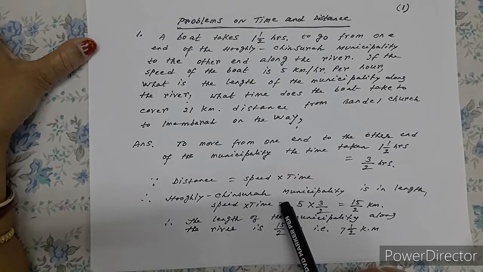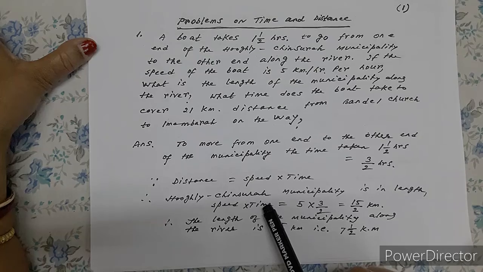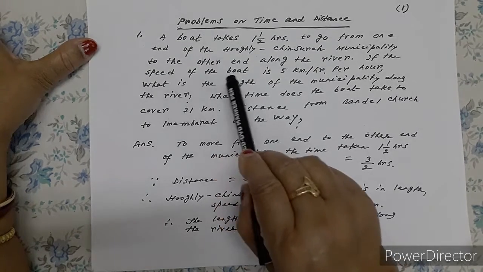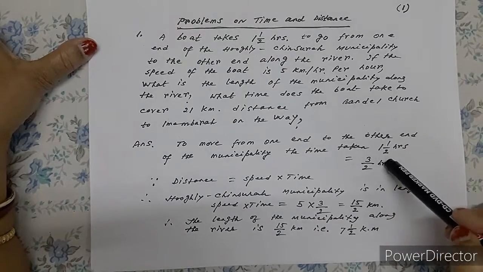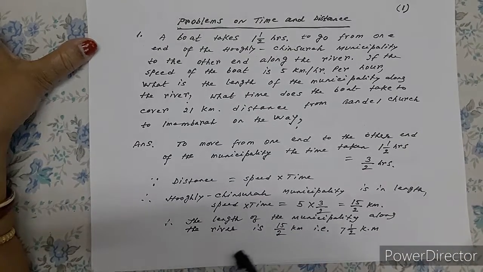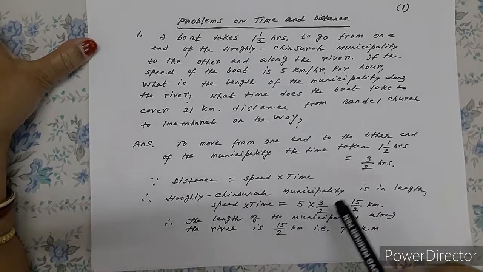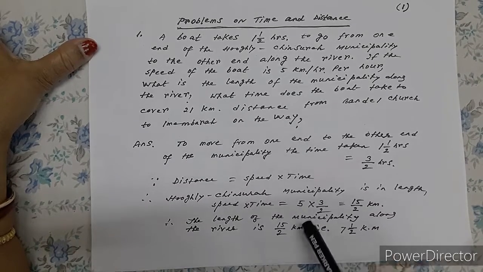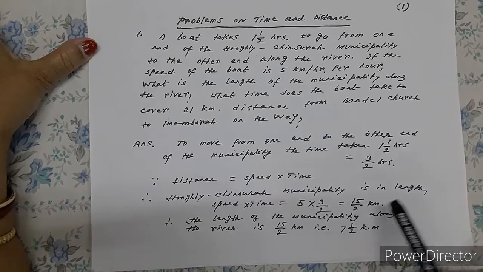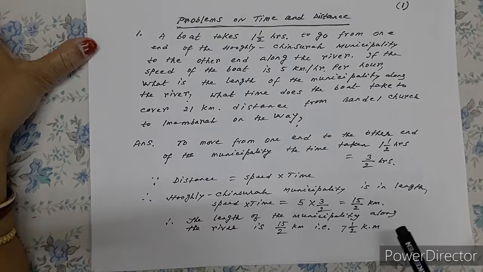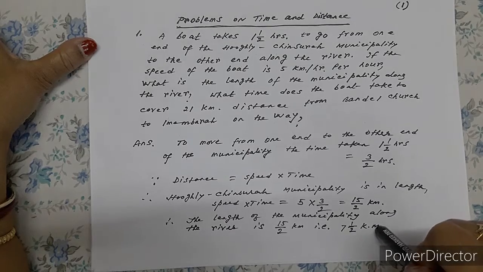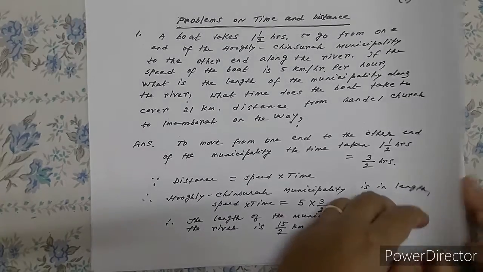What is the speed? It has already been given. The speed of the boat is 5 km per hour, and the time taken is 3/2 hours. So the distance, that means the length, is 5 into 3/2, which is equal to 15/2 kilometer. Therefore, the length of the municipality along the river is 15/2 kilometer, that is 7.5 kilometer. Got it? Okay.